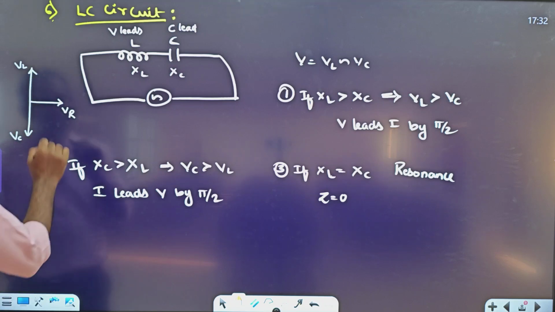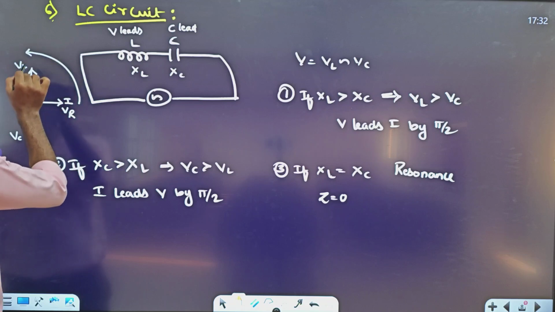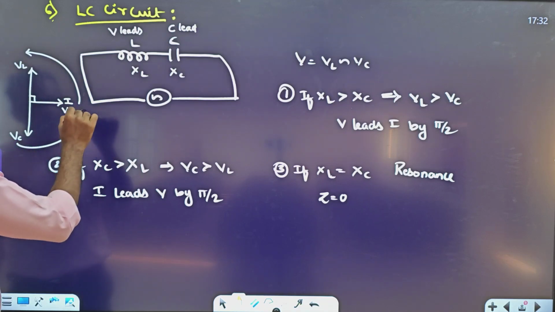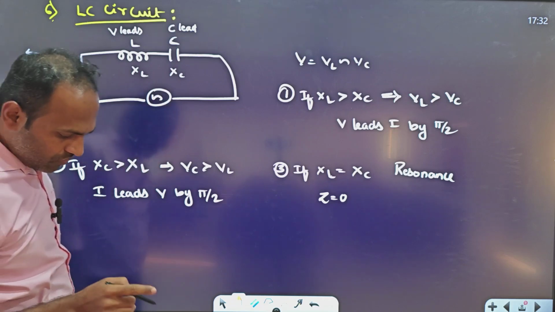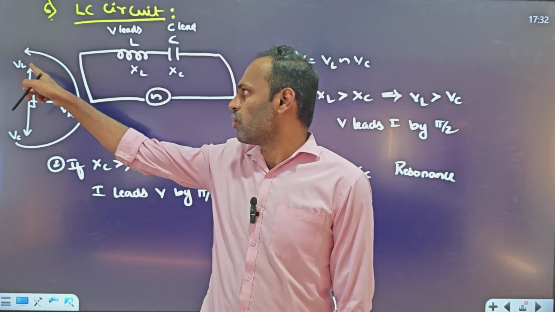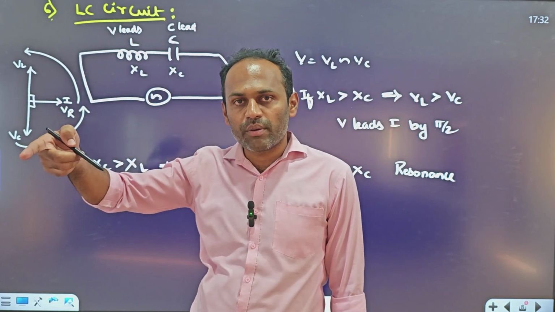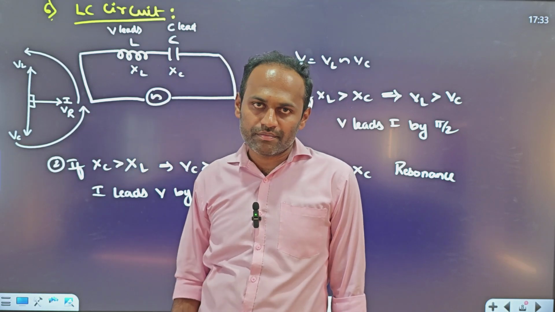Voltage across resistor, or you can take this as direction of current. So voltage across inductor must be 90 degree ahead of current. Right? Voltage across capacitor should be behind the current by 90 degree. Right? We know very well in inductor voltage leads current by pi by 2. That's why voltage across inductor must be ahead of current. In capacitor current leads voltage by pi by 2. So voltage across capacitor must be behind current by pi by 2.